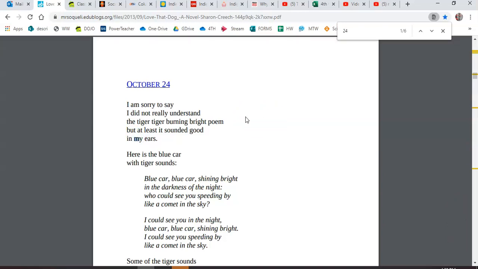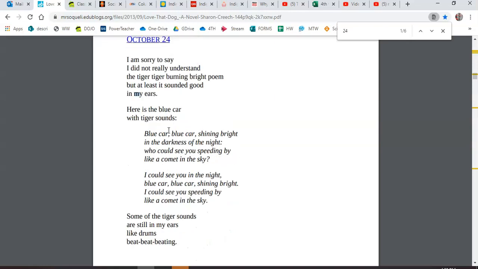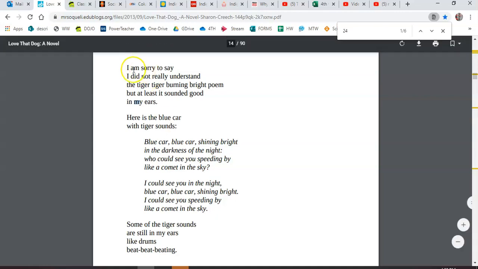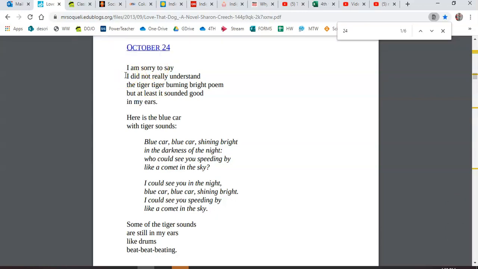So remember, hold out your finger. The number 1. So, is that first person or third person? Good job if you said first person. So look what he says. I am sorry to say I did not really understand the Tiger Tiger Burning Bright poem, but at least it sounded good in my ears. He's talking about himself and he's talking to himself, first person.